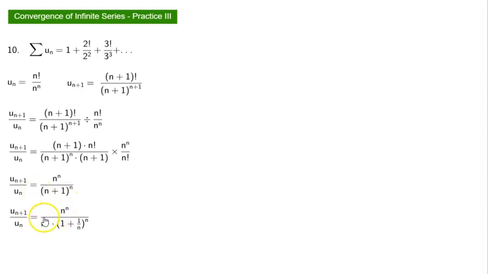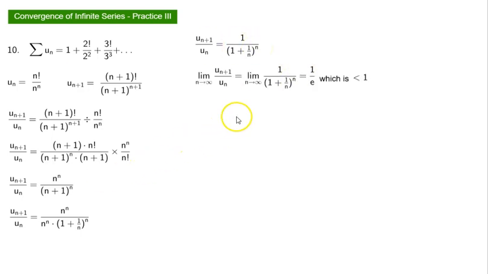So we have n to the power of n divided by n to the power of n times (1 + 1/n)^n. Now n to the power of n cancels out, so that we have a ratio u_{n+1}/u_n equal to 1 / (1 + 1/n)^n. So now we take the limit. The limit as n goes to infinity of u_{n+1}/u_n is equal to the limit as n goes to infinity of 1 / (1 + 1/n)^n.